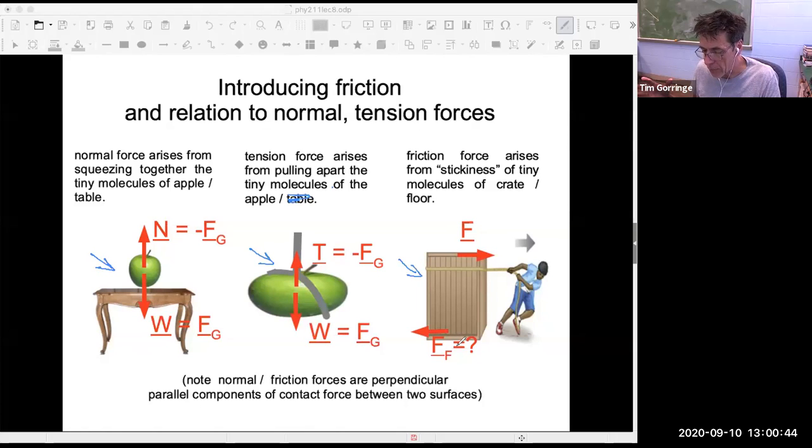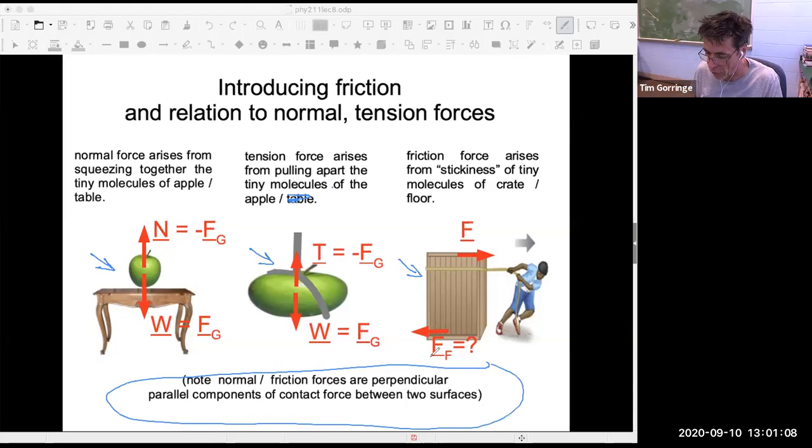If you want to think about normal and friction forces, the normal force is sort of the perpendicular component of a contact force, and the frictional force is like the parallel component of that contact force that you get when two surfaces are in contact. So the normal force and the friction force are kind of closely related components of an overall contact force.